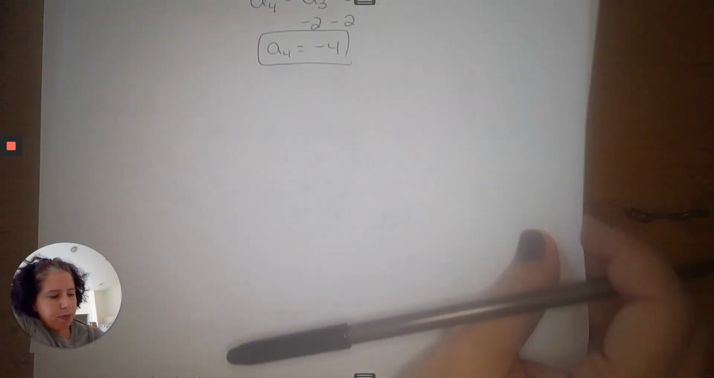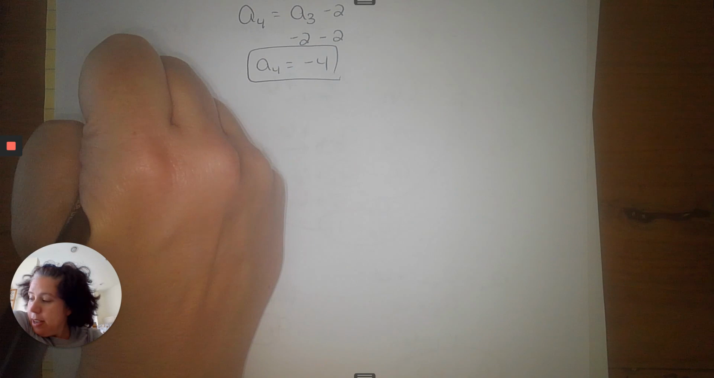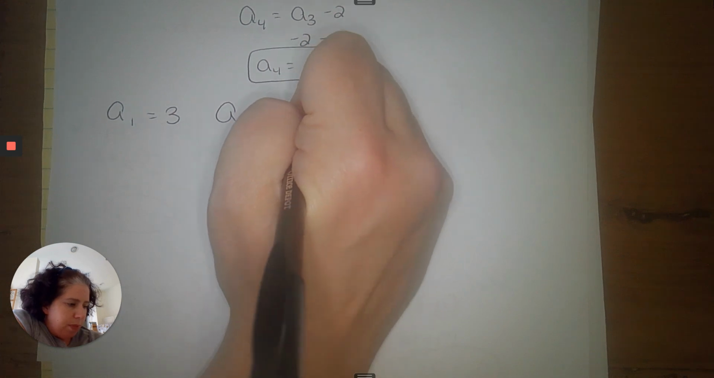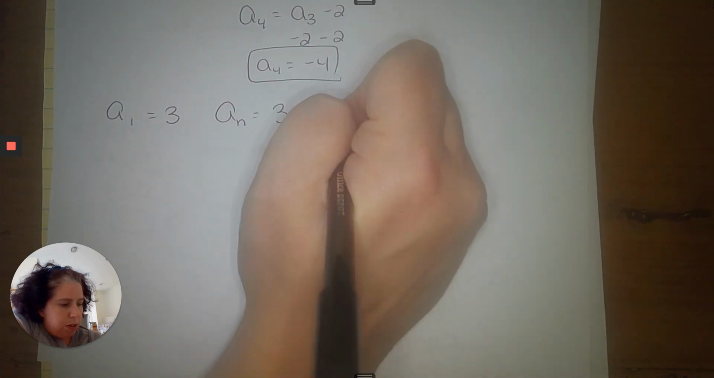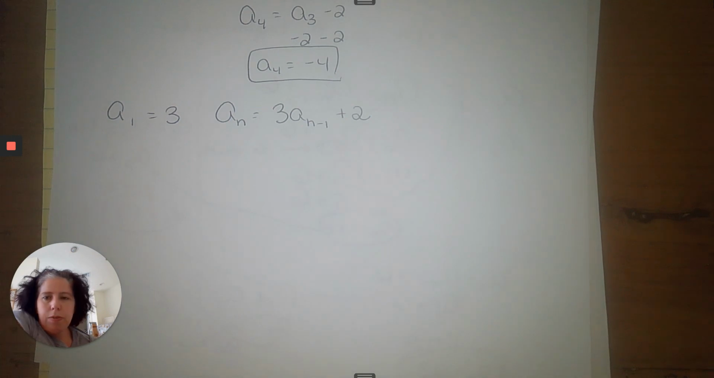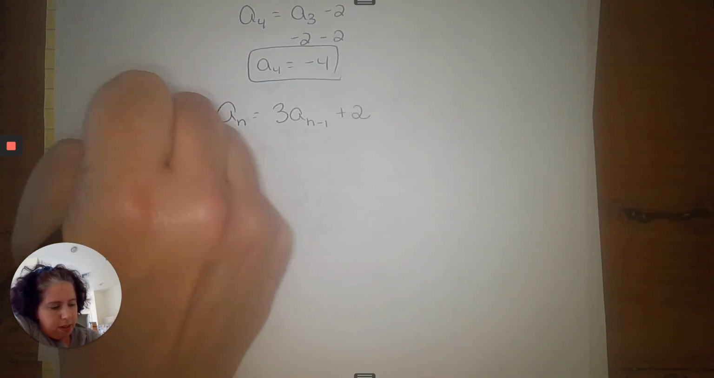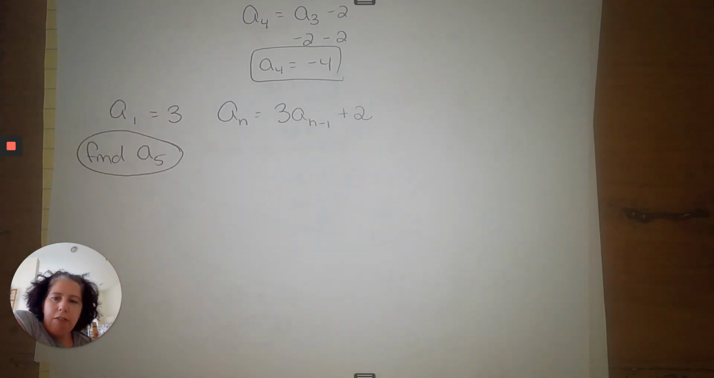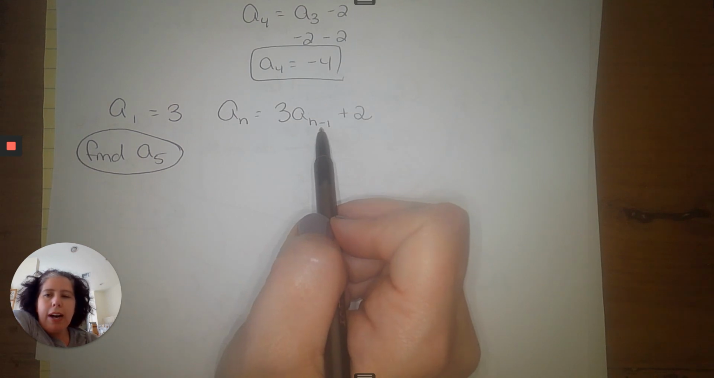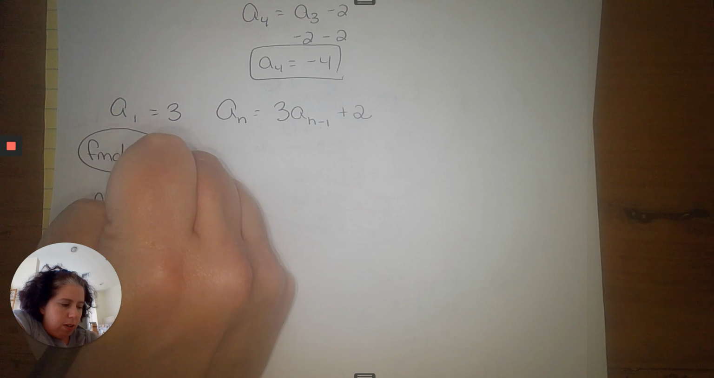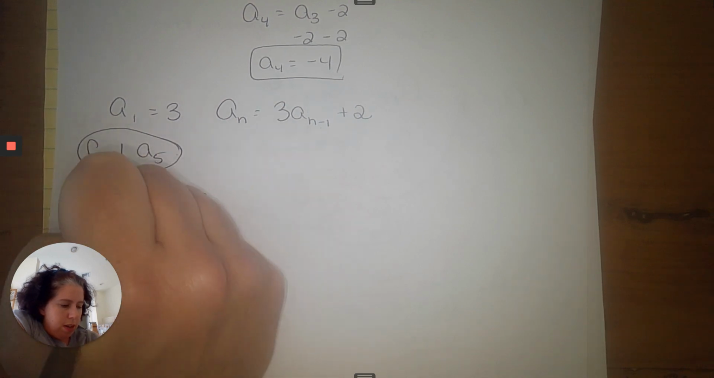Okay, so I'm going to tell you A1 is equal to 3, and A sub n is going to be 3 times A sub n minus 1 plus 2. And we're going to find A5. Okay, so now remember, I can't just go plug in 5 in here. You actually have to find all the terms before this.